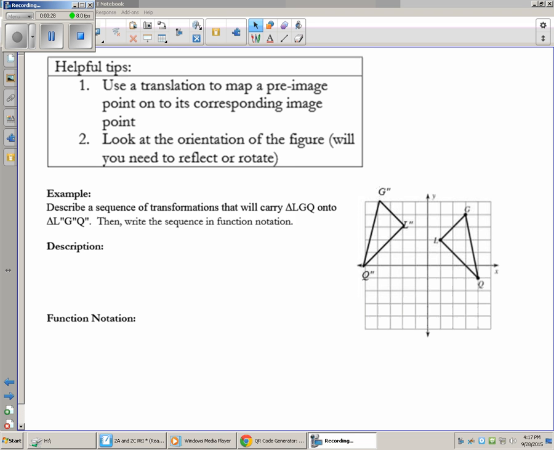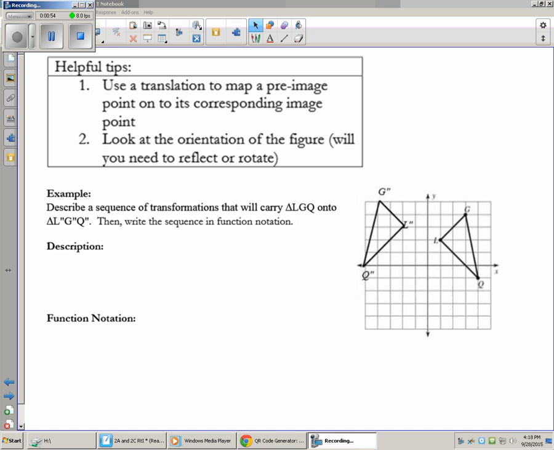So above, there are two helpful hints that we can use when we get stuck or maybe don't know where to start with a question like this. The first helpful tip is to use a translation to map a pre-image point onto its corresponding image point. Second, look at the orientation of the figure, and you can ask yourself, will you need to reflect or possibly rotate? So let's start this example.